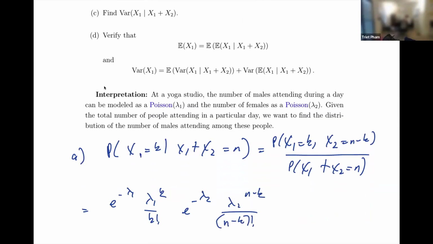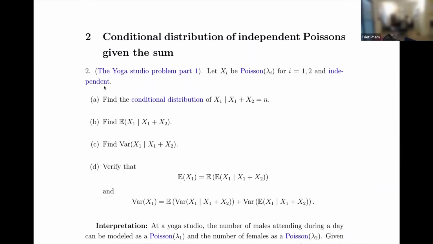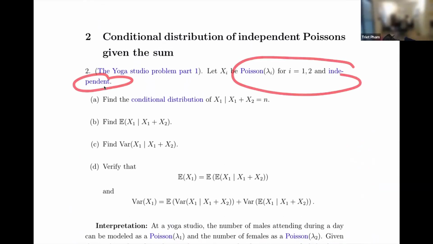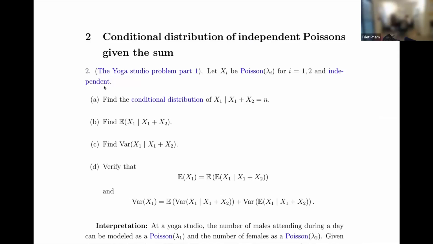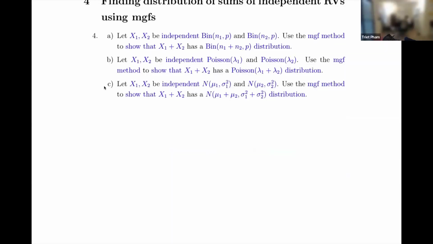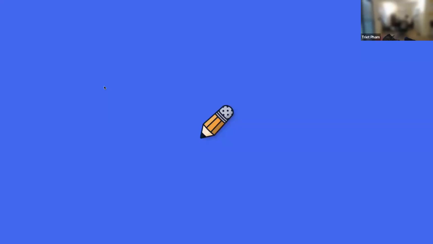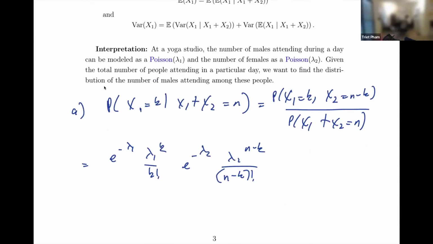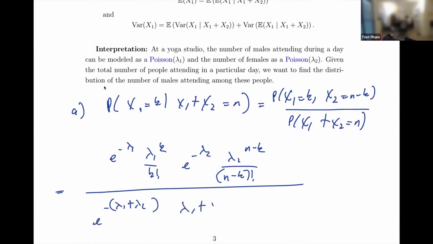The denominator uses the result that if you have independent Poissons and you sum them up, then you get a Poisson with the rate being the sum. Right here, the second part. Okay. And so the denominator here will be e to the minus (lambda 1 plus lambda 2), (lambda 1 plus lambda 2) to the n over n factorial.